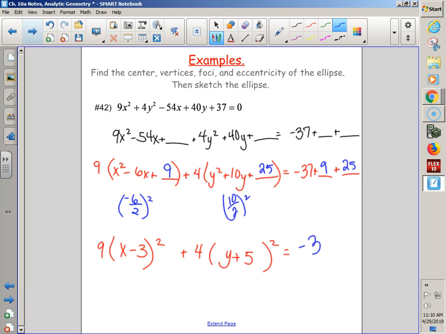Why is this bad? How do I get a 1? Divide by negatives and I have negatives? Are there negatives in any of those standard forms? So I did something wrong. Did I do? No, that was right, that was right. Why did I tell you not to forget what you pulled out?